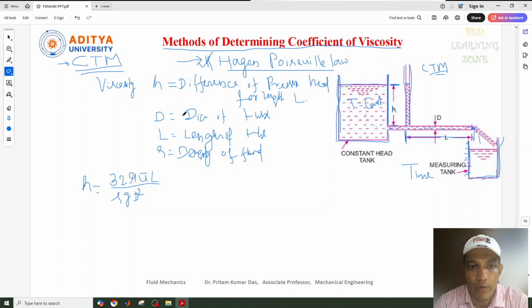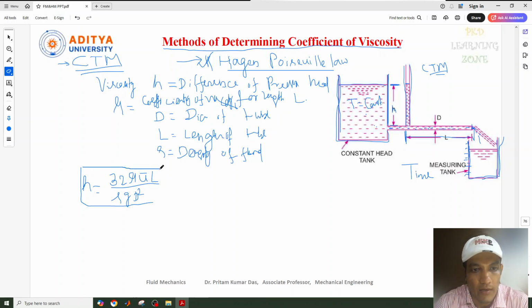And here one more thing, the main thing, is the coefficient of viscosity. Here also we need to consider mu. Mu is nothing but the coefficient of viscosity, which is supposed to be determined. So this is the Hagen-Poiseuille formula: H equal to 32 mu u bar L divided by rho g d square.